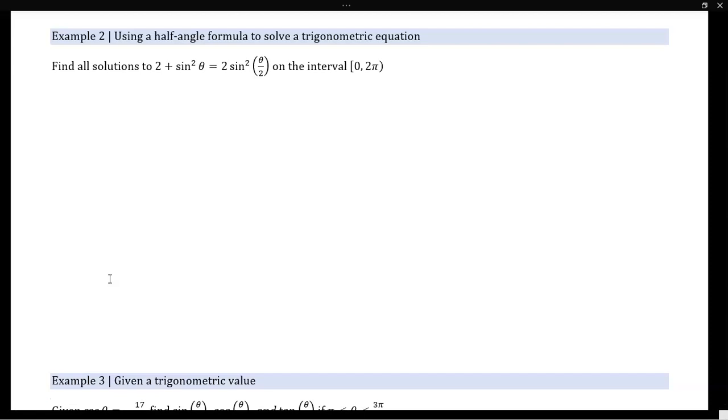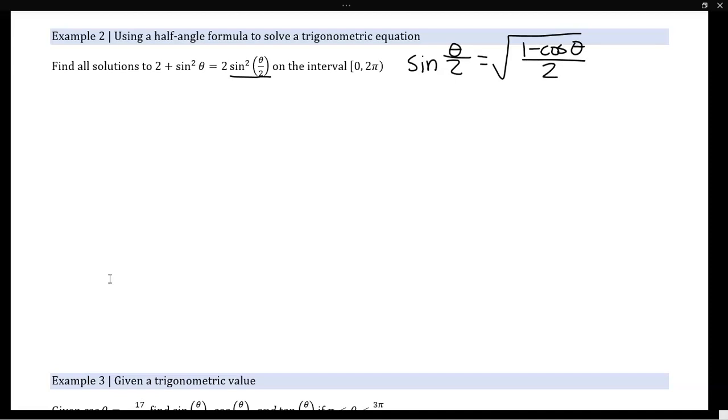So we have 2 plus sine squared theta equals 2 sine squared theta divided by 2. So in our rewrite, we're going to replace what I just underlined, the sine squared of theta over 2. Remember, sine of half of theta is the square root of 1 minus cosine theta divided by 2.